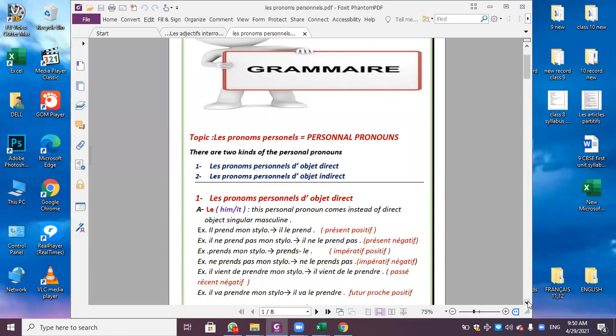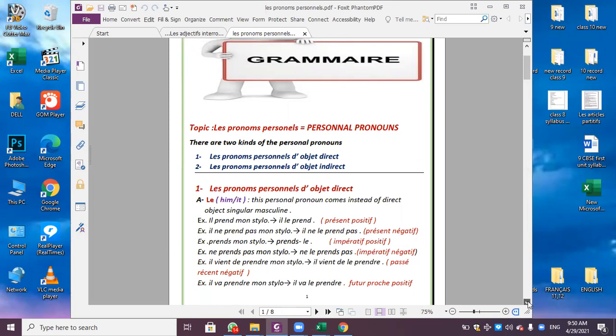This grammar is called les pronoms personnels, the personal pronouns. There are two kinds of personal pronouns: les pronoms personnels d'objet direct, personal pronoun of direct object, and les pronoms personnels d'objet indirect, the personal pronoun of indirect object. First, we learn le pronom personnel d'objet direct.